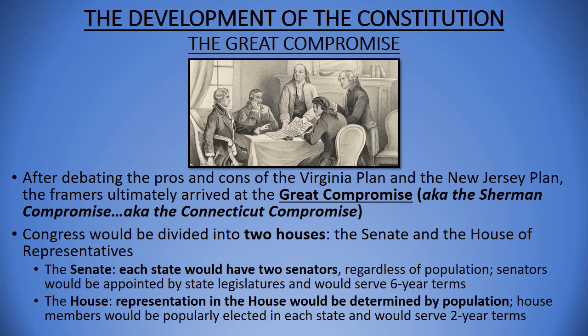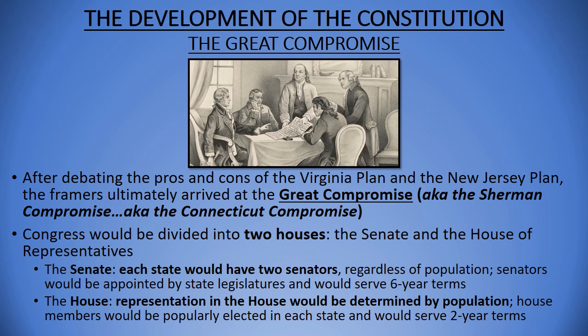At this time, there were 13 colonies, so the first Senate had 26 senators, each state having 2. And that doesn't matter how large or small your population is. So even think of today, a state like California has 2 senators, and a state like Wyoming has 2 senators. No matter how many people live there, every state is equal in the Senate. And it was decided our senators would serve a 6-year term.